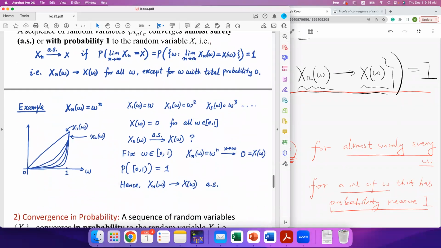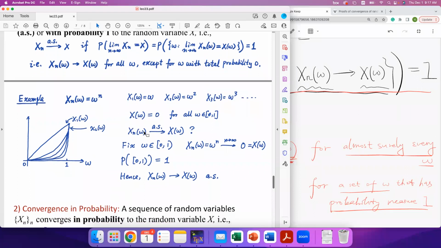And we have this simple example to illustrate almost sure convergence. This is a sequence of random variables defined by omega to the power of n, and here we assume the outcome space omega is supported on the interval 0 to 1. Apparently x1 of omega equals omega, so this is a straight line, and x2 of omega is omega squared, which is a quadratic curve. If you keep raising the power, this curve gets flatter, and in the end it converges to 0. And we can check that this convergence is an almost sure convergence.